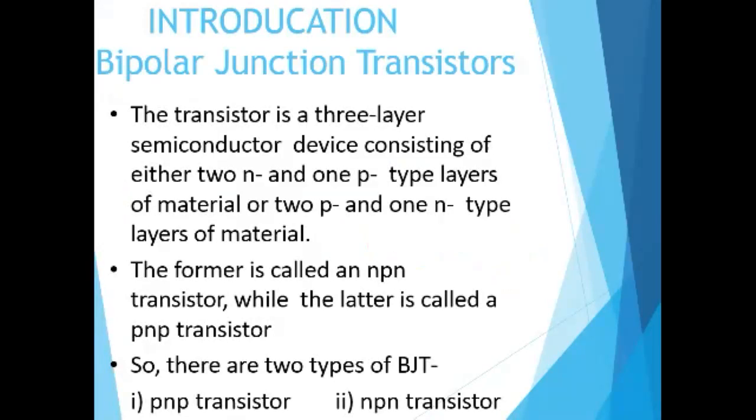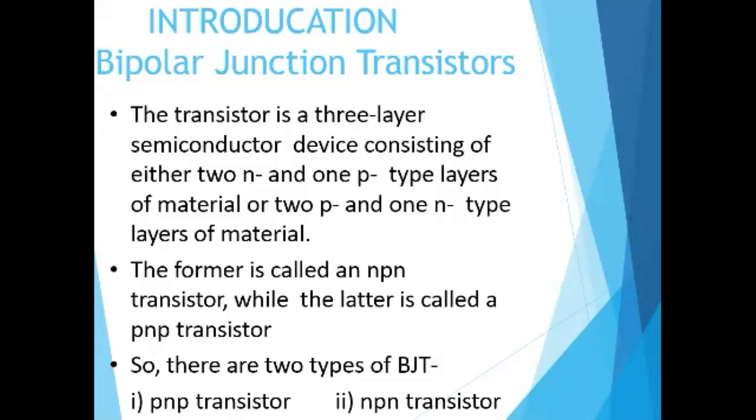Introduction of the BJT. The transistor is a three-layer semiconductor device consisting of either two N and one P-type layers of material or two P and one N-type layers of material. This form is called an NPN transistor, while the latter is called a PNP transistor. So there are two types of BJT. One is PNP transistor, second one is NPN transistor.